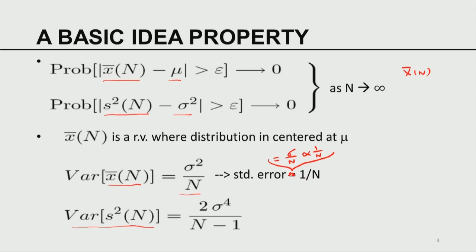So what does it mean? The standard error, which is the square root of the variance, is sigma over root n. Sigma over root n is proportional to 1 over root n, and root n goes to infinity as n goes to infinity. So that is another way of saying these things. In fact, many of the fundamental ideas of ensemble filters rest on this consistency criterion of basic estimates of both the mean and the variance.